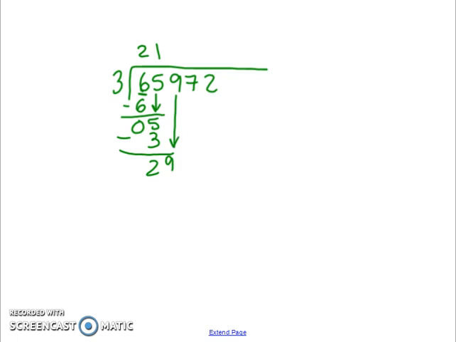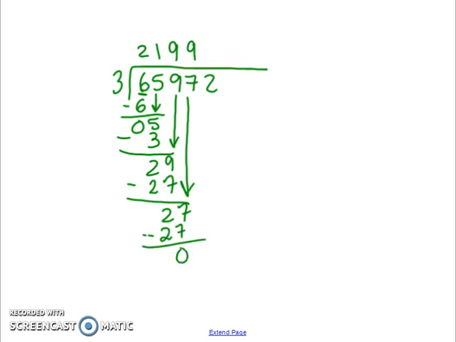3 goes into 29 9 times. 9 times 3 is 27. Subtract. We get 2. 3 can't go into 2, so we bring down the 7. 3 goes into 27 9 times. 9 times 3 is 27. We subtract, we get 0. Can't go in, so we bring down the 2.